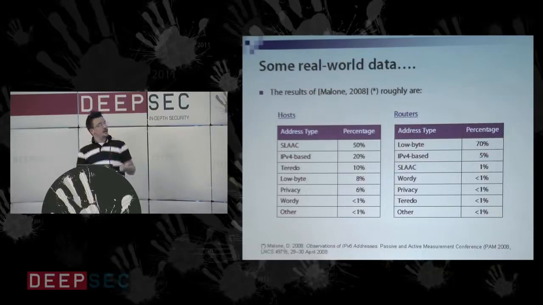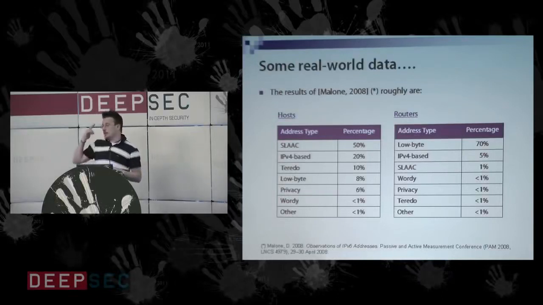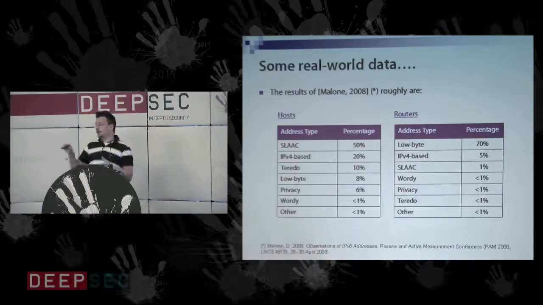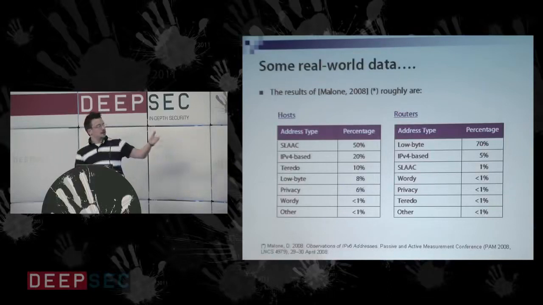Then you have 5% of addresses that are IPv4 based, which means that they include an IPv4 address in the IPv6 address. The reason for that is probably similar to the low byte addresses. Let's say that you have an IPv4 router, and you remember its IPv4 address. So one possible way to select an IPv6 address that is easy to remember is to include the v4 address in the v6 address. And the rest of the numbers, the ones that are wordy, privacy, and so on, are very, very small.